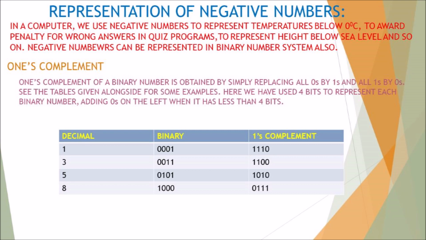The 1's complement is you have to invert all the numbers, 0 as 1 and 1 as 0. So you see 1110. Likewise it has been converted. The second example is 0011. The 1's complement is 1111. It is just the opposite, the inversion of the given binary number. Likewise we have to find the 1's complement.